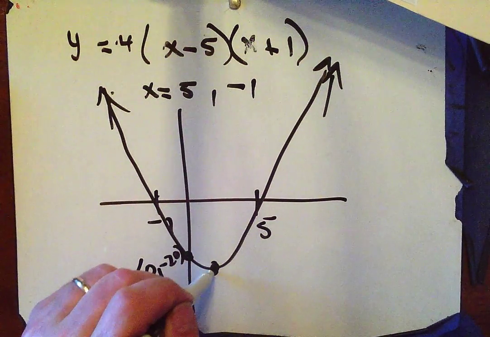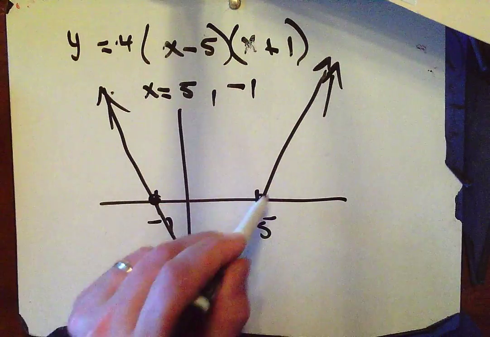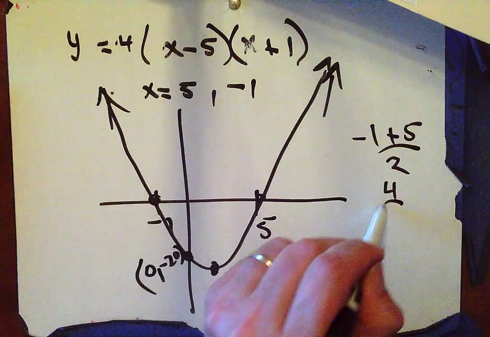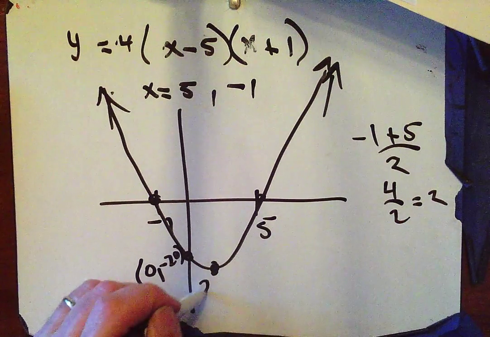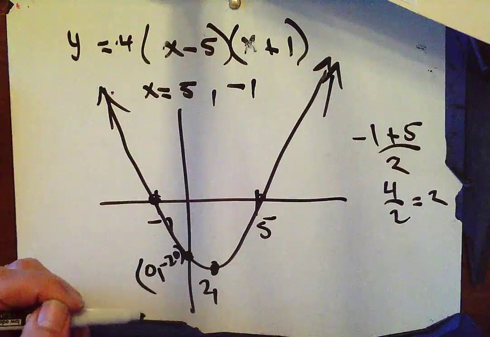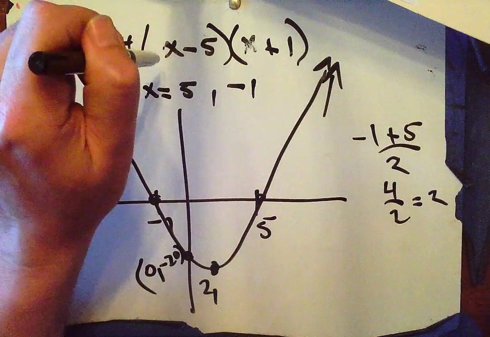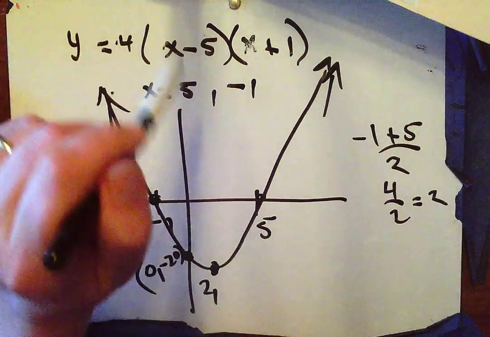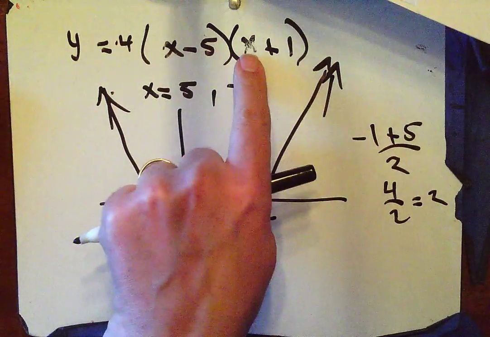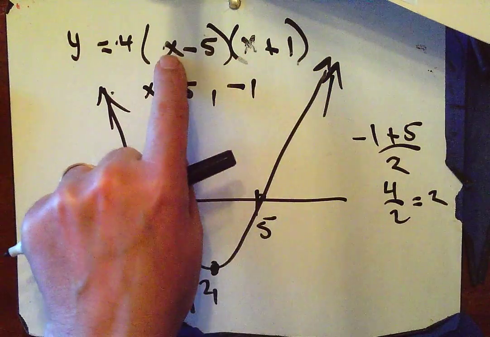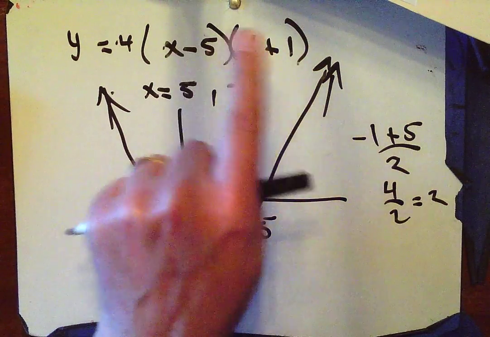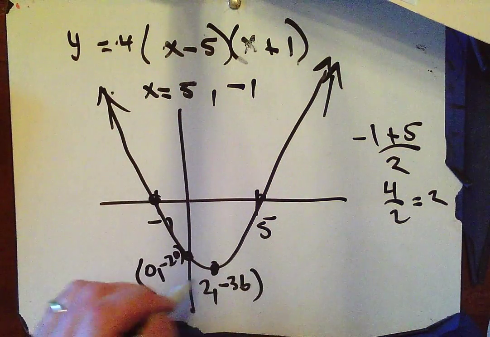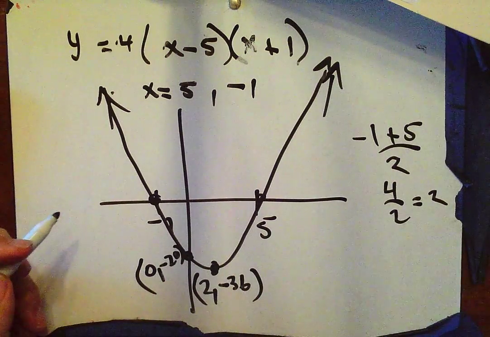But if you felt really passionate about it, you could find this vertex. And we know that the x-coordinate of the vertex is halfway between those x-intercepts. So -1 plus 5 divided by 2 is 4/2, or 2. We know the x value here is 2. Now, I could FOIL this out, distribute, and then use synthetic substitution, or then plug the 2 in for all the x's, but I'm just going to plug the 2 in. 2 plus 1 is 3. 2 minus 5 is -3. -3 times 3 is -9. -9 times 4 is -36. Whoa, way lower than that y-intercept.